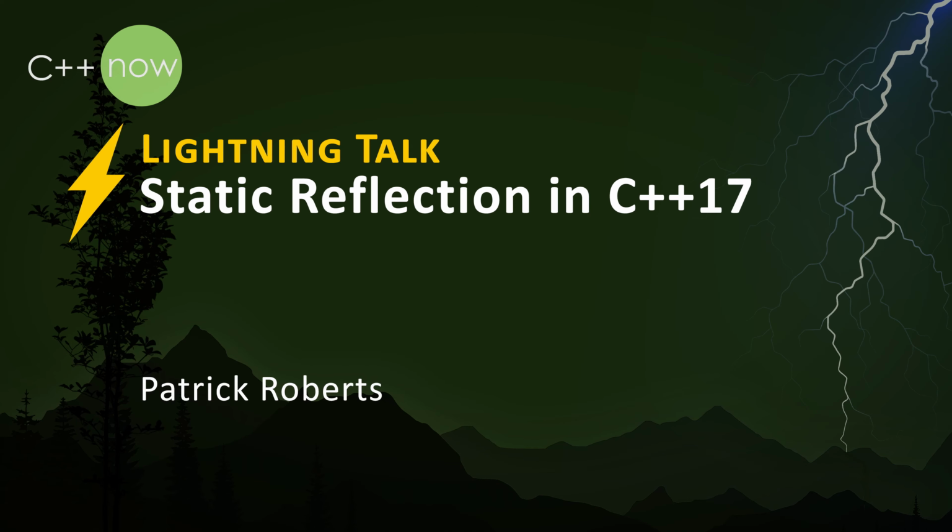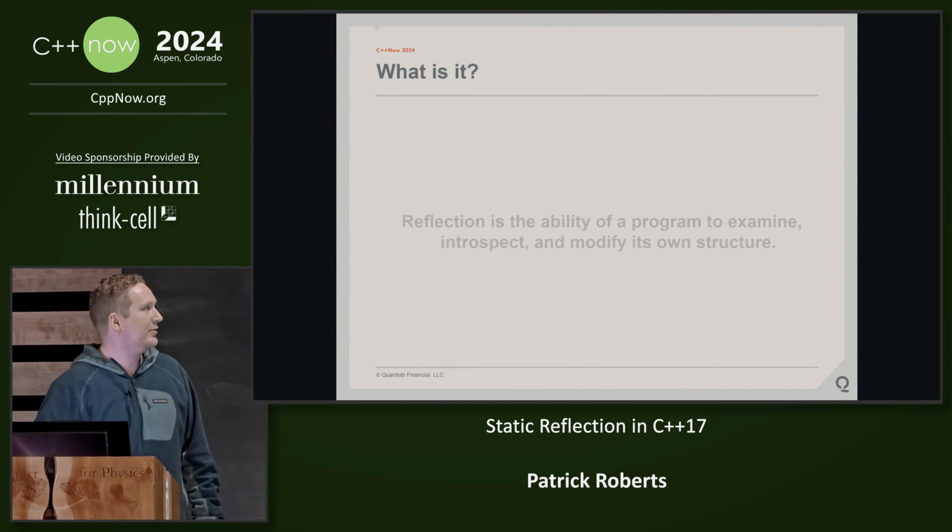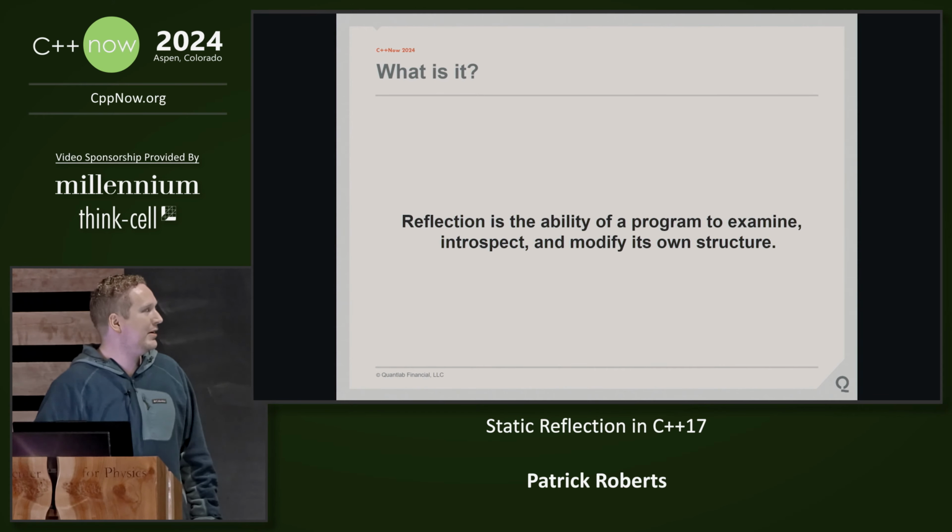Today I'm going to present static reflection in C++17. Before we get to the library, I want to talk about what reflection is. Reflection is the ability of a program to examine, introspect, and modify its own structure.